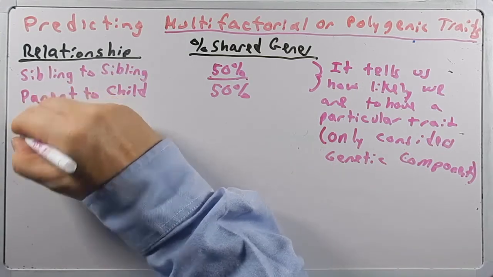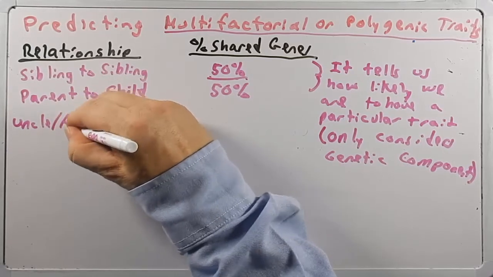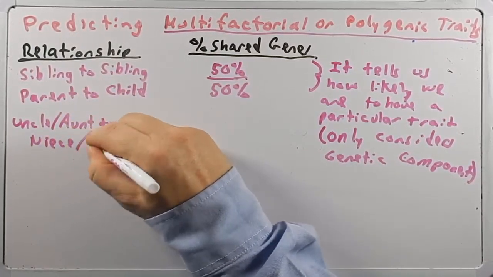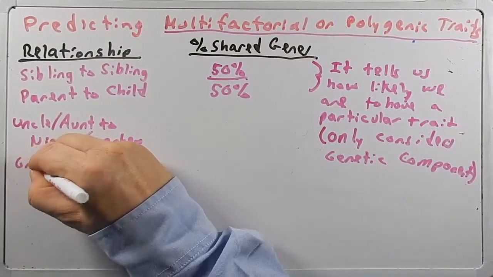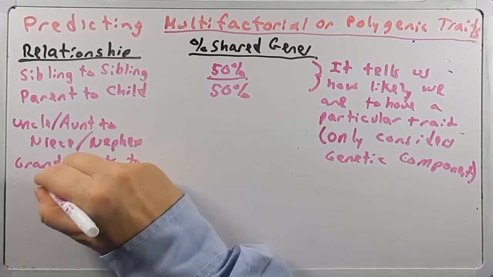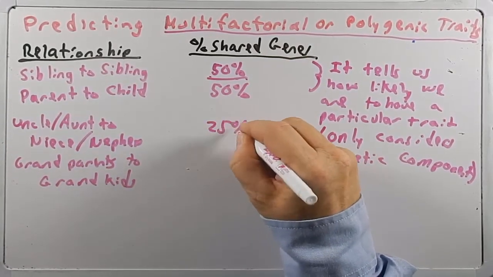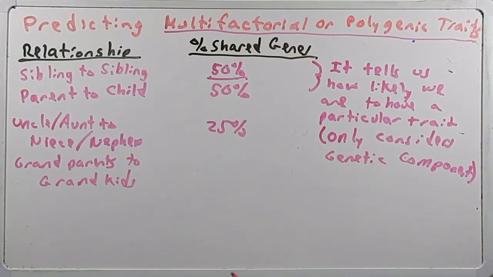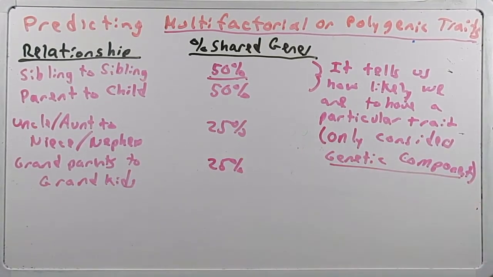So let's write down some of these other relationships. So an uncle or an aunt to niece or nephew, or grandparents to grandkids. These are both 25%. My uncle has a trait, there's a 25% chance that I will have the genetic component of that trait. Again, only the genetic component.